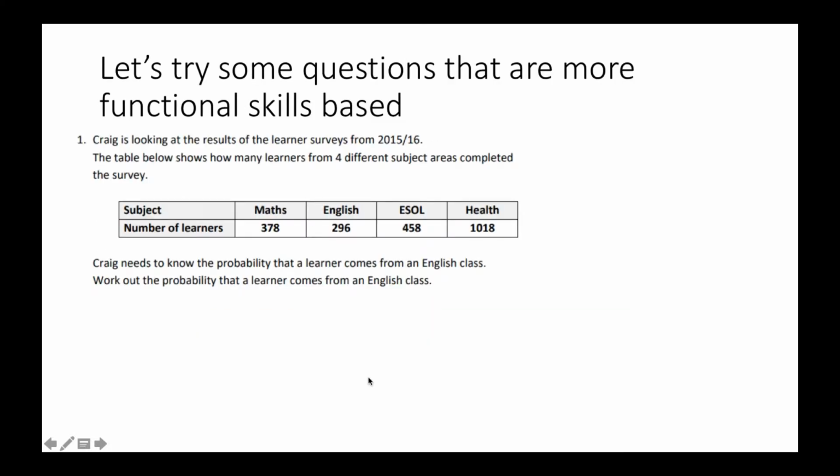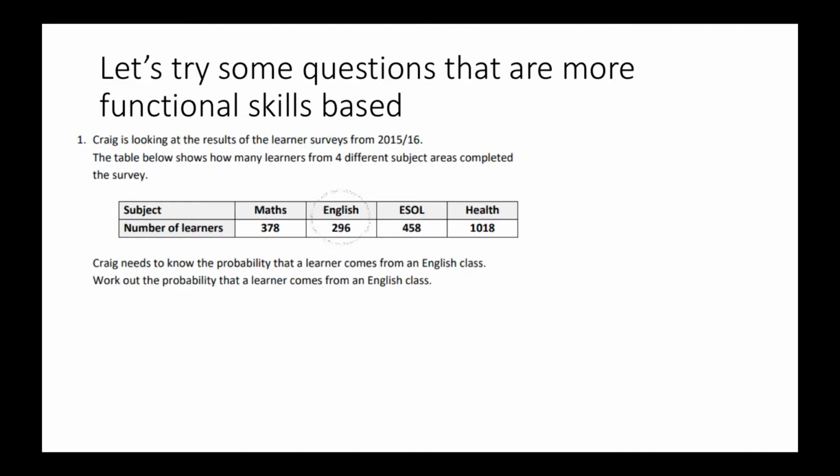Okay, so what we're going to do now is look at some actual functional skills questions. Some of these are from City and Guilds and some are from Edexcel. However, the probability that you need to know is quite similar, so don't worry about that. Okay then, Craig is looking at the results of the learner surveys from 2015 to 2016. The table below shows how many learners from 4 different subject areas completed the survey. Craig needs to know the probability that a learner comes from an English class. Work out the probability that a learner comes from an English class.